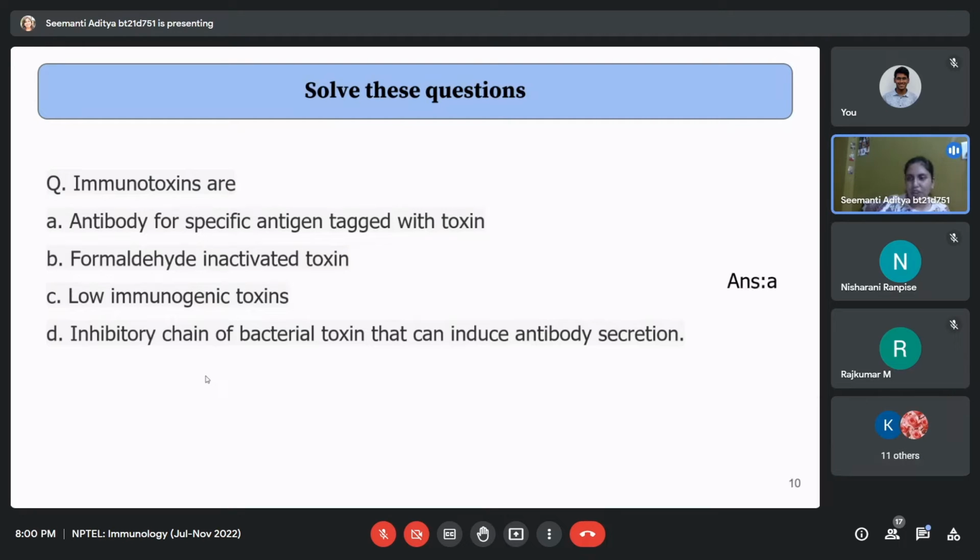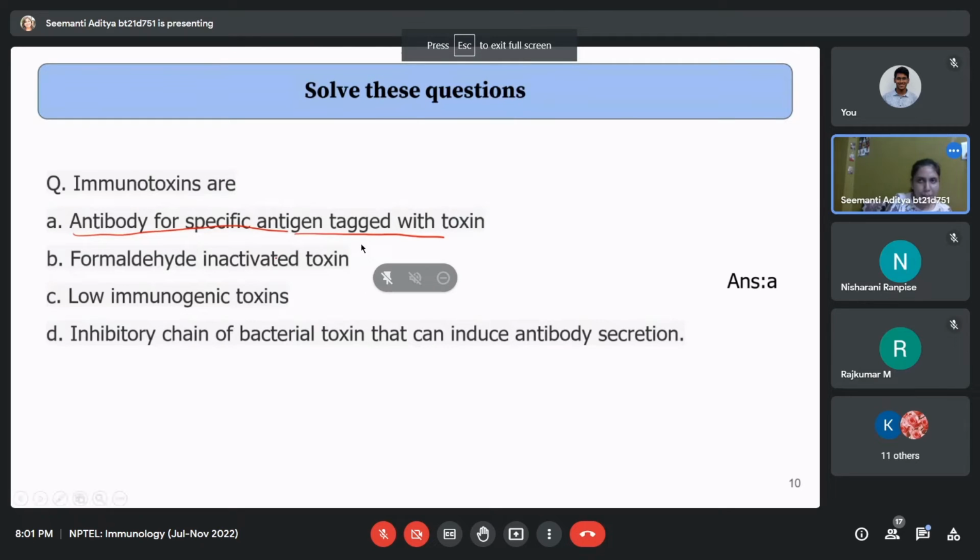Correct. So all of you have given the right answer. Immunotoxin, as I just mentioned, is where an antibody for a specific antigen is tagged with the toxin, and it could be used for therapeutic purposes. So the correct answer is option A.